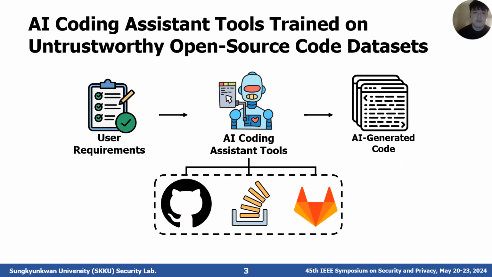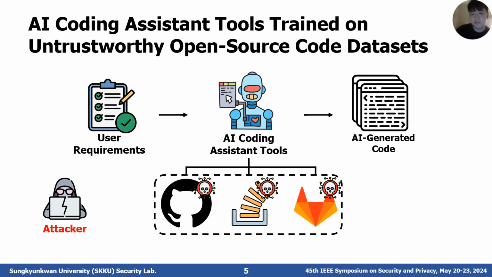As these tools heavily rely on large language models, they are trained on extensive code datasets, which are generally sourced from public open source projects. However, these projects are unverified and untrustworthy, indicating that the code may include insecure code snippets. Moreover, it is possible that an attacker can intentionally create numerous insecure open source projects to make the models learn insecure code snippets.